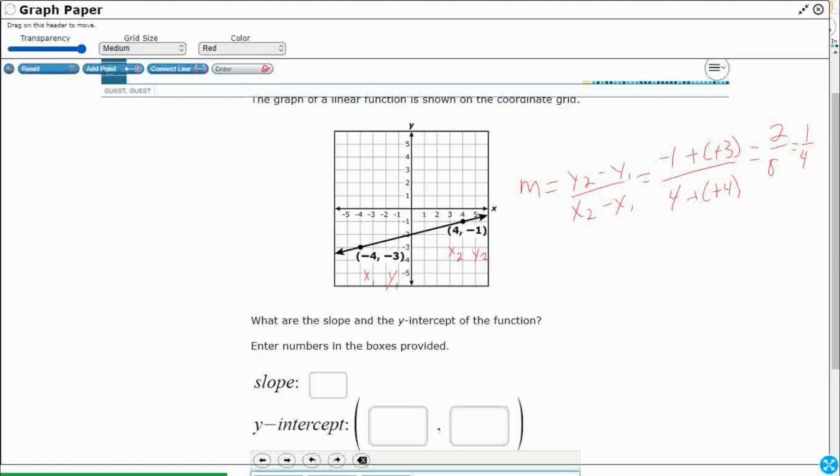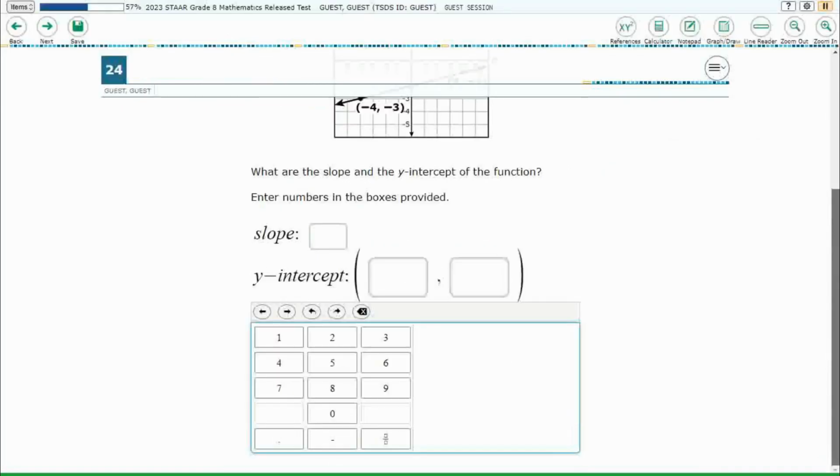Also, if you wanted to just use the graph, you can say, well, what's the change in y? I'm going to go up 2, and then over 1, 2, 3, 4, 5, 6, 7, 8. Over 8. That's the 2/8 or the 1/4. Now, how do we fill that in? Well, we've got a few different options here.